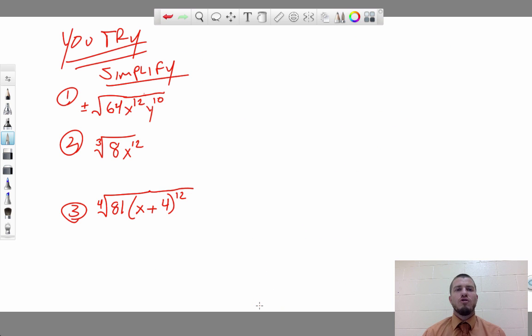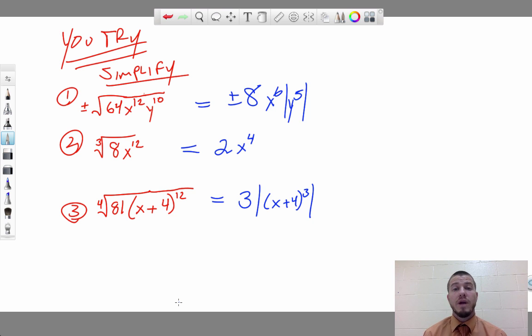All right, here are a couple U-try problems. I grouped them all into one. So if it needs an absolute value, go ahead and put the absolute value on it. Go ahead and pause it. So here are your 3 answers.